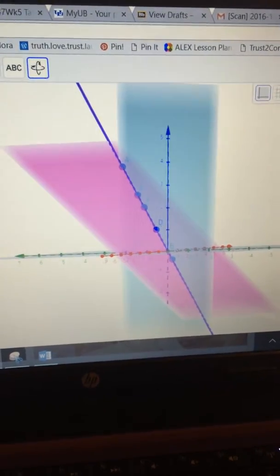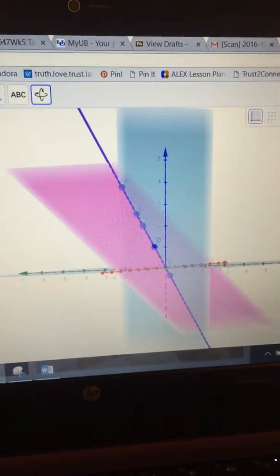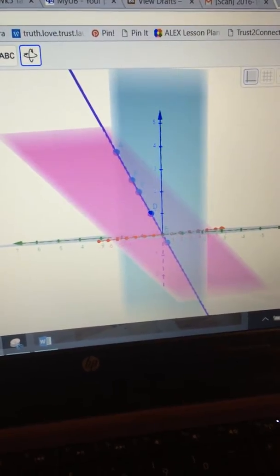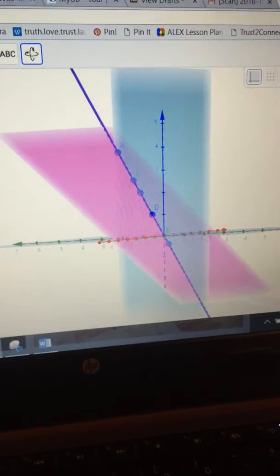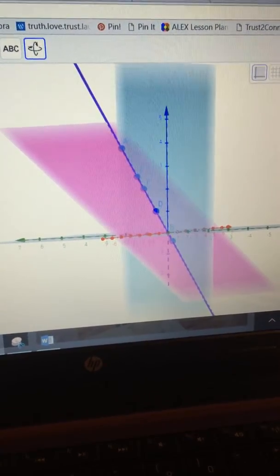This video is to address week number 5, task number 7. In task number 7, we are again looking back at line A, and we're just trying to really investigate what types of values for all the coordinates x, y, and z line A will hold.